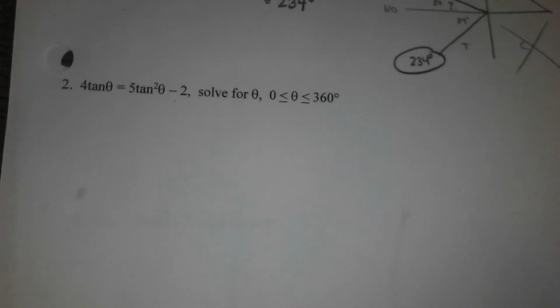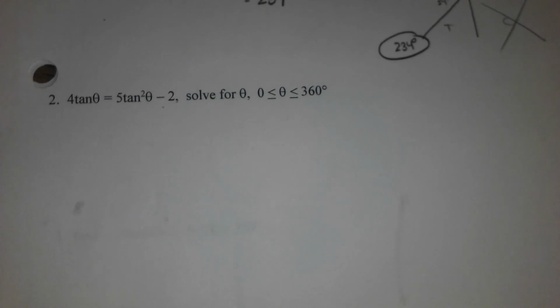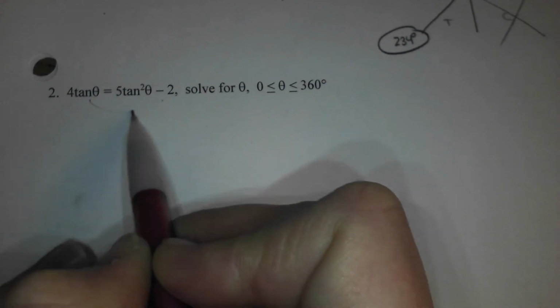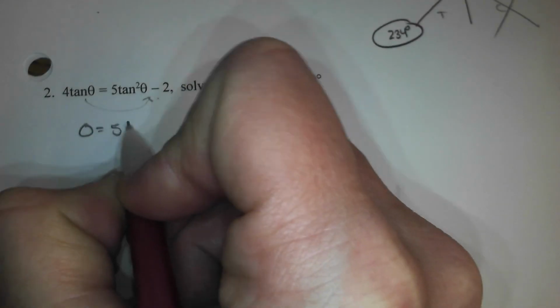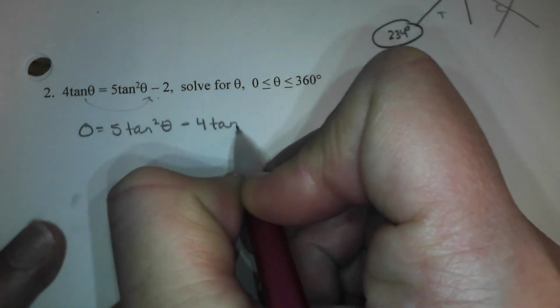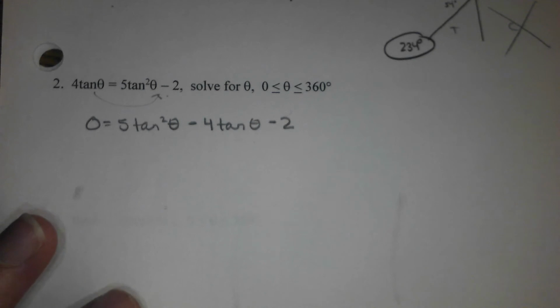All right. Brock, you may go. This one, again, being a tangent squared, you have a tangent squared term, you have a tangent term. So it's a quadratic, but you would probably subtract the 4 tan over, hopefully. Get it into your typical equal to 0 format.